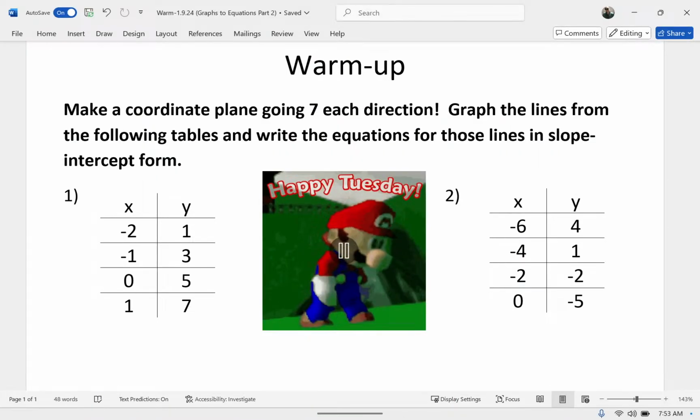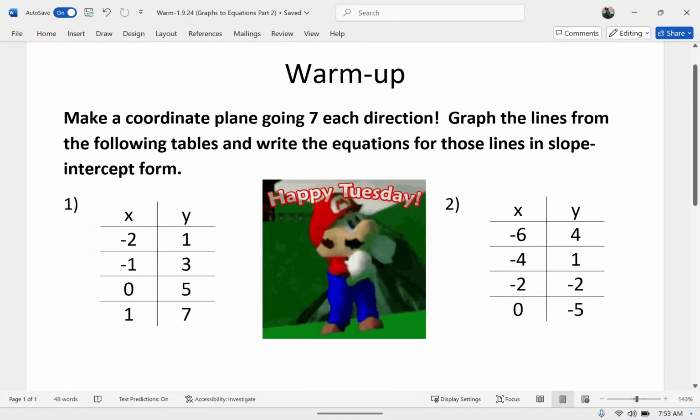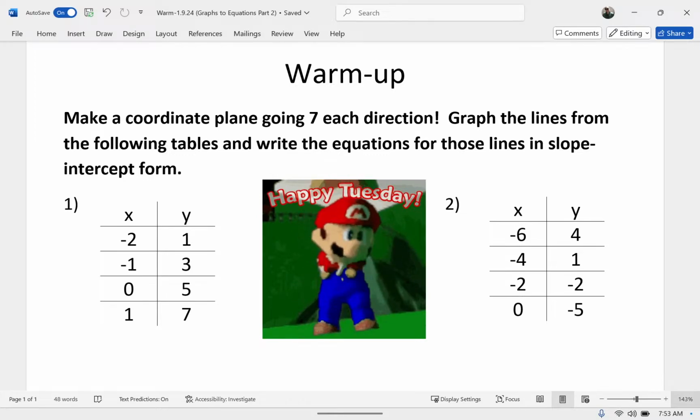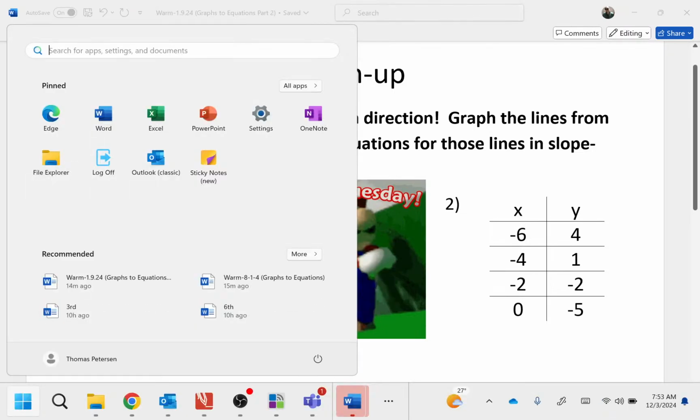Make a coordinate plane going 7 in each direction. Graph the lines from the following tables and write their equations for those lines in slope-intercept form. You're going to want to pause the video, work on that, and then come on back, because we are just about ready to go. All right.